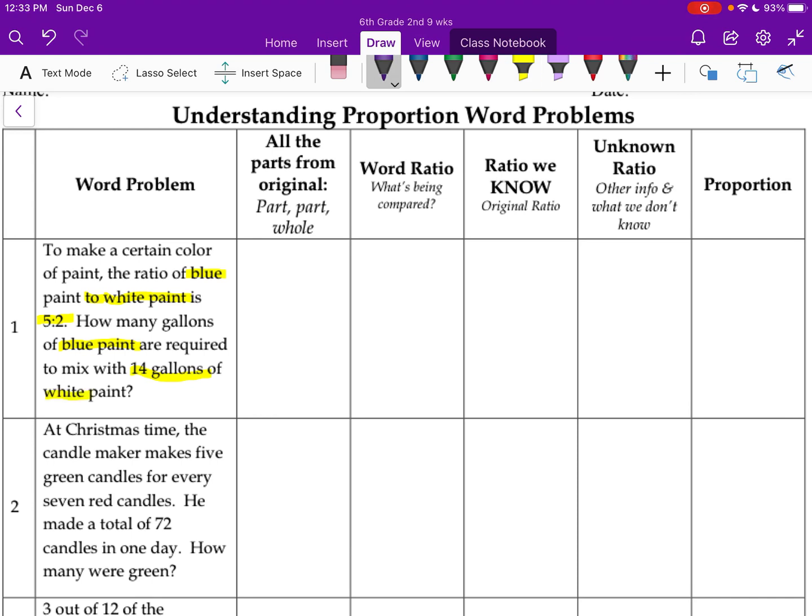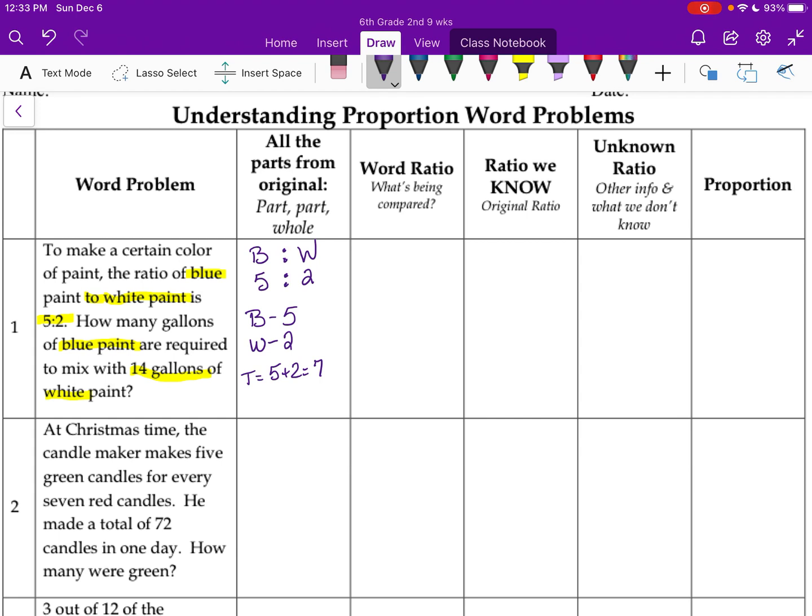So what are our parts from our original ratio? Okay, so if we look at our original ratio, we have blue to white, which is 5:2. So is that a part to part or a part to whole ratio? It's a part to part. It's the two paints that make up the color, blue and white. So the blue is 5, the white is 2, and then the total altogether is 5 plus 2, which is 7. So if we had 5 gallons of blue and 2 gallons of white and we mix that together, we would get 7 gallons of this paint that they're looking for.